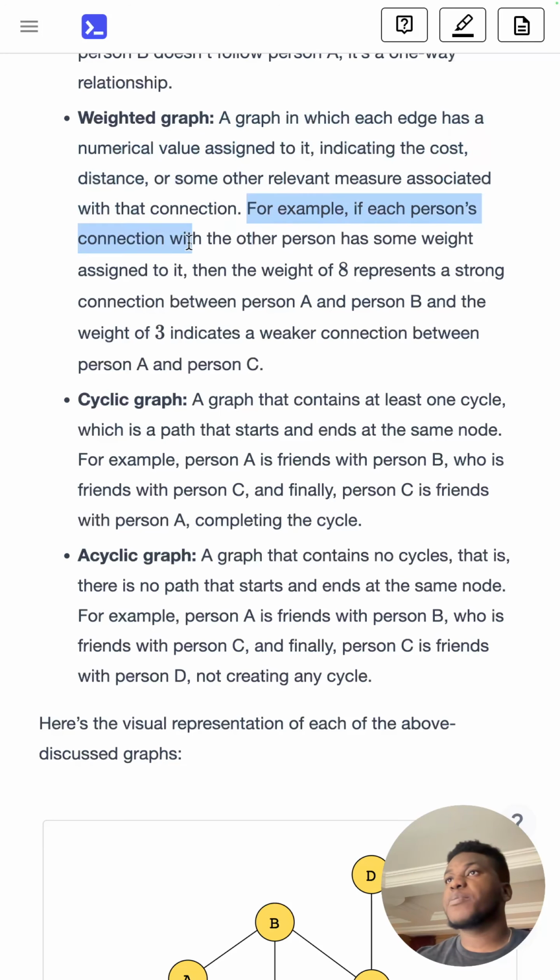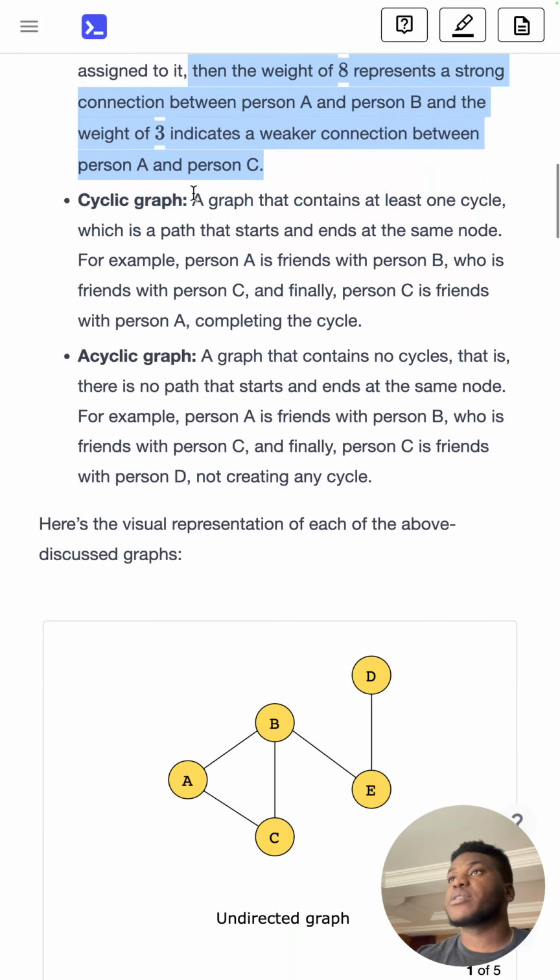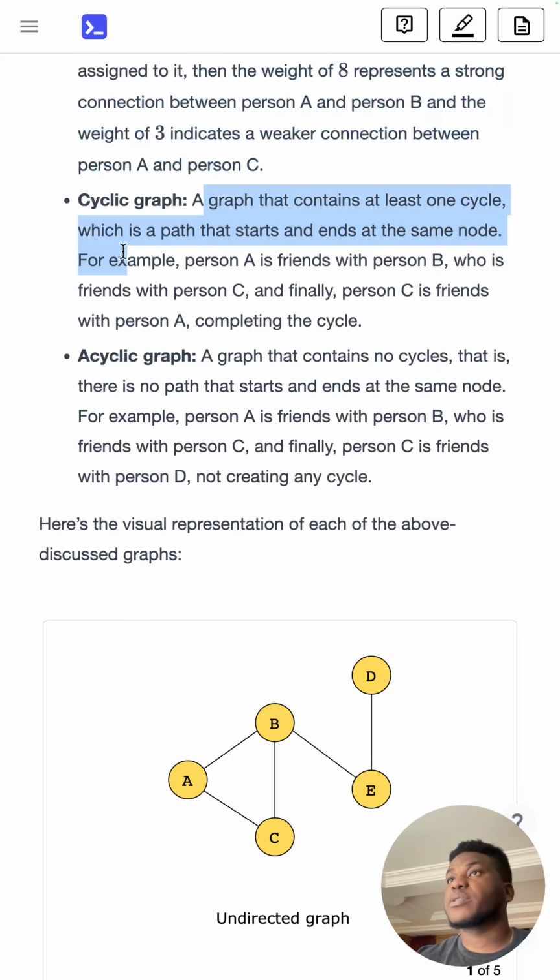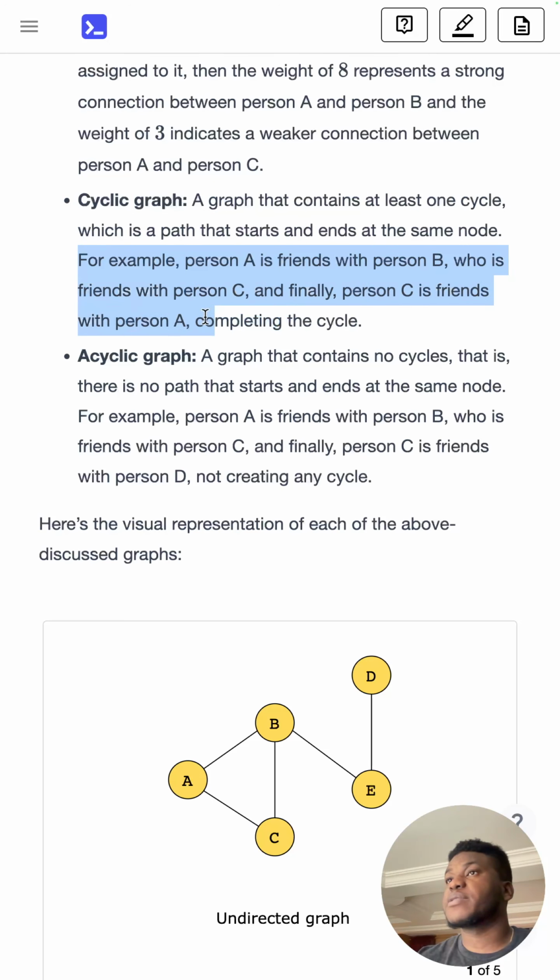For example, if each person's connection with the other person has some weight attached to it, then the weight of 8 represents a strong connection between person A and B, and the weight of 3 indicates a weaker connection between person A and C. Now, a cyclic graph is a graph that contains at least one cycle, which is a path that starts and ends with the same node. For example, person A is friends with person B, who is friends with person C, and finally person C is friends with person A, completing the cycle.